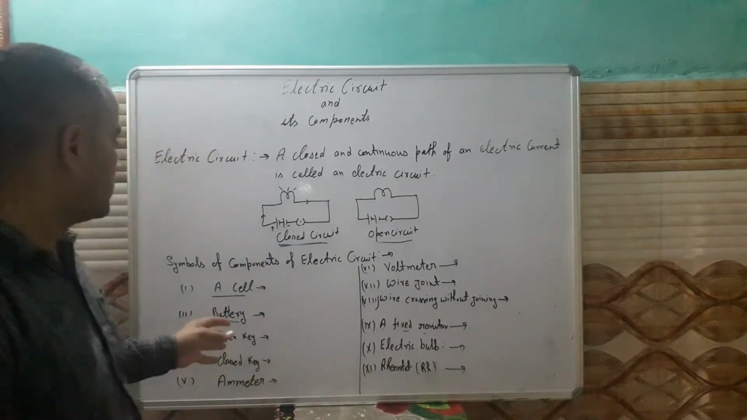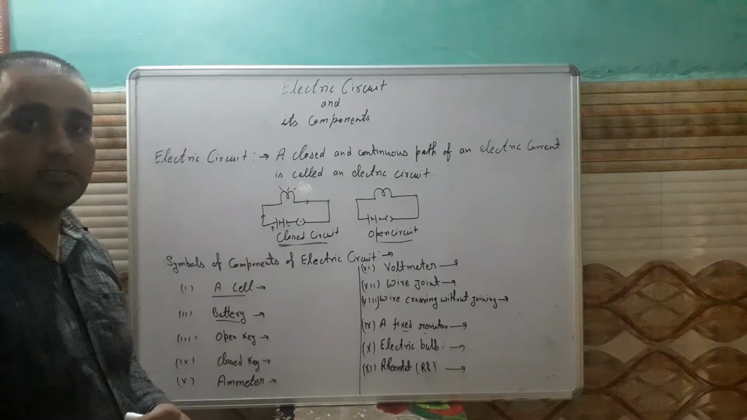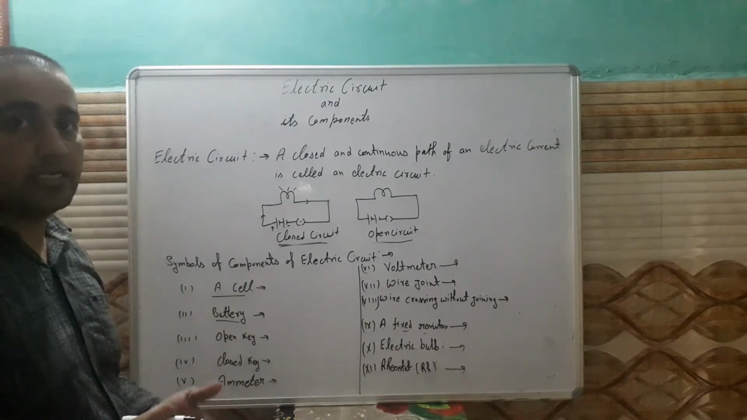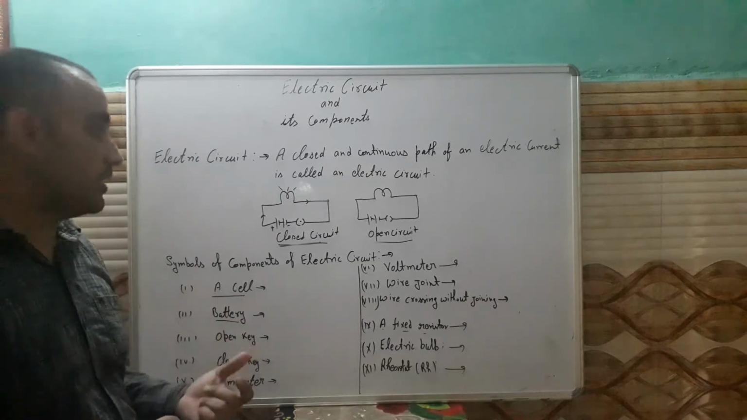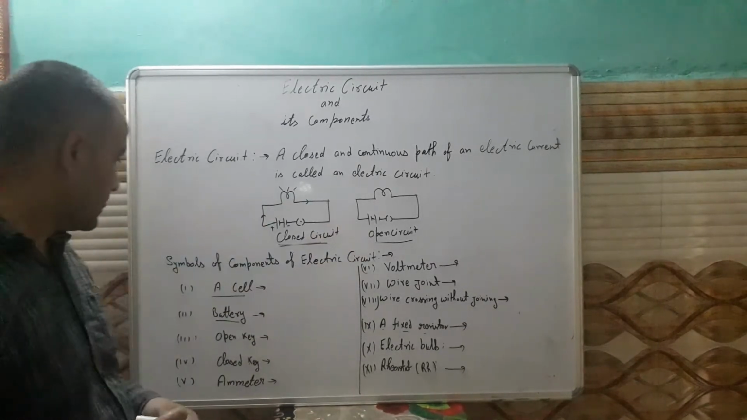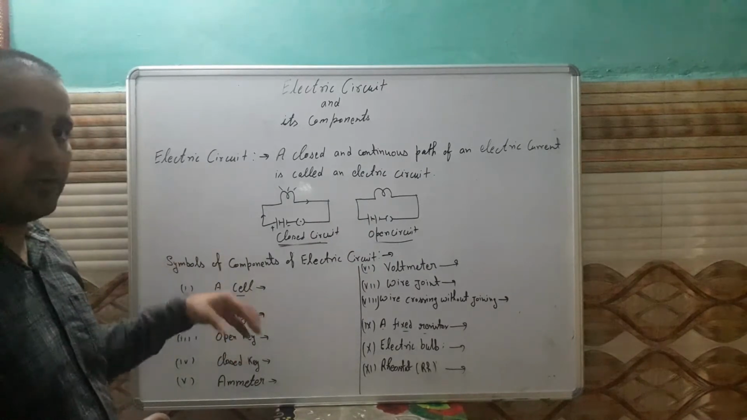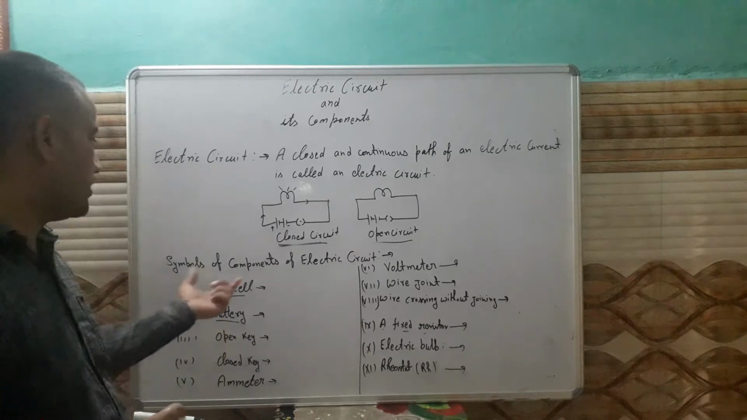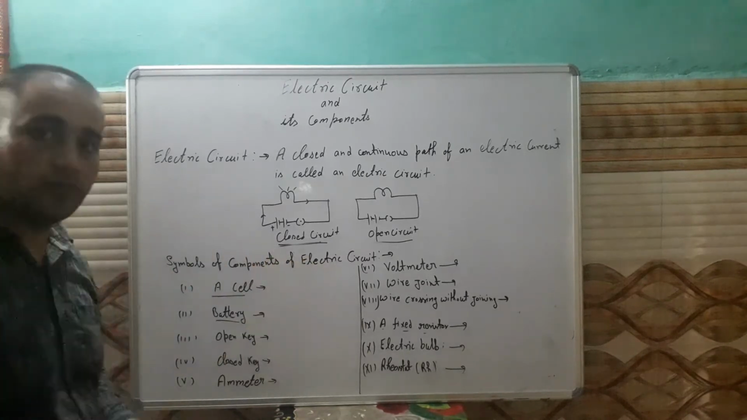Now we are going to discuss the various components of an electric circuit. How we can connect the various devices in a circuit is shown with the help of a circuit diagram. So this is one circuit diagram, this is another circuit diagram. The devices which we are connecting in a circuit are known as the components of the electric circuit. What are the various components?